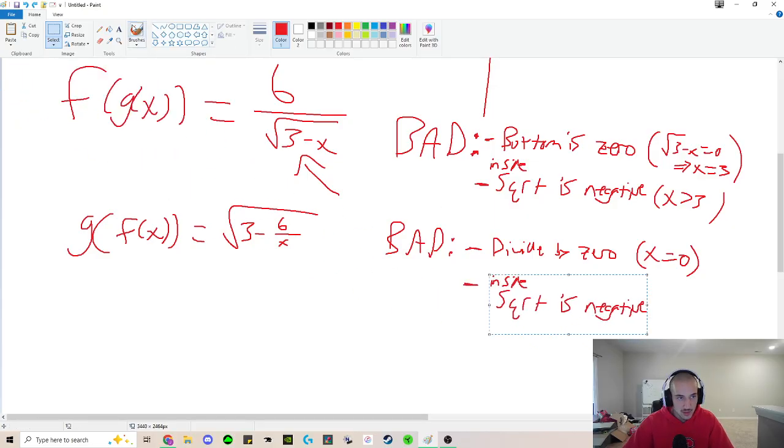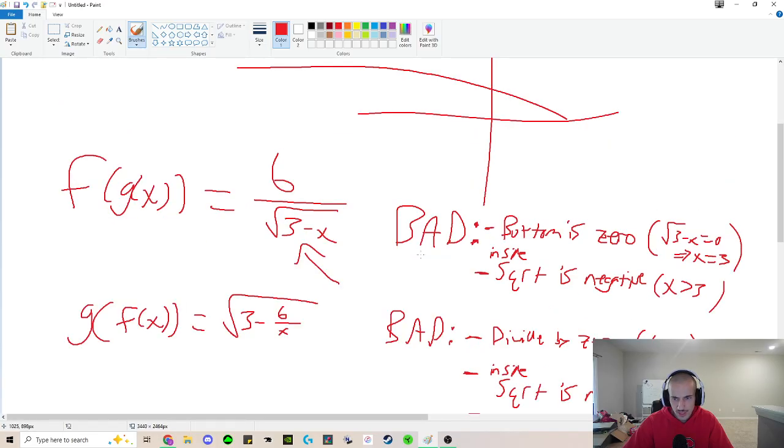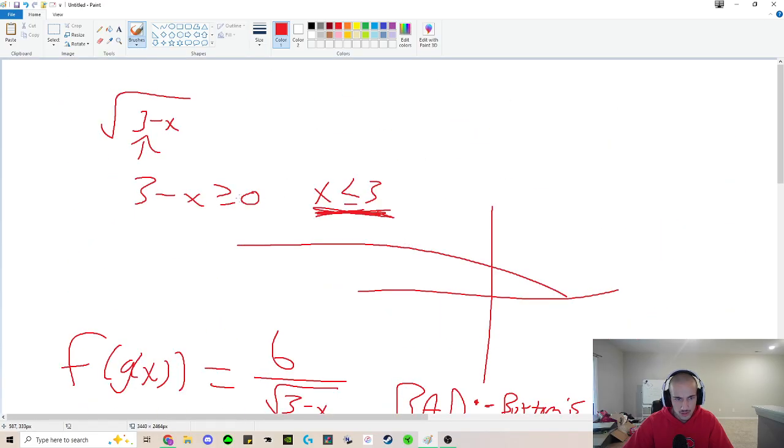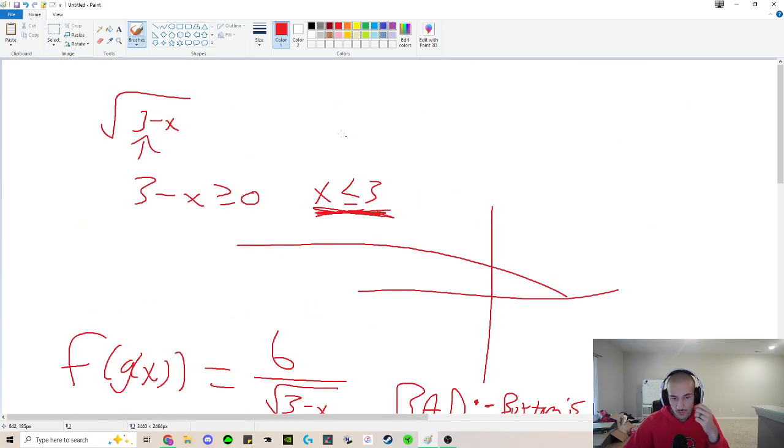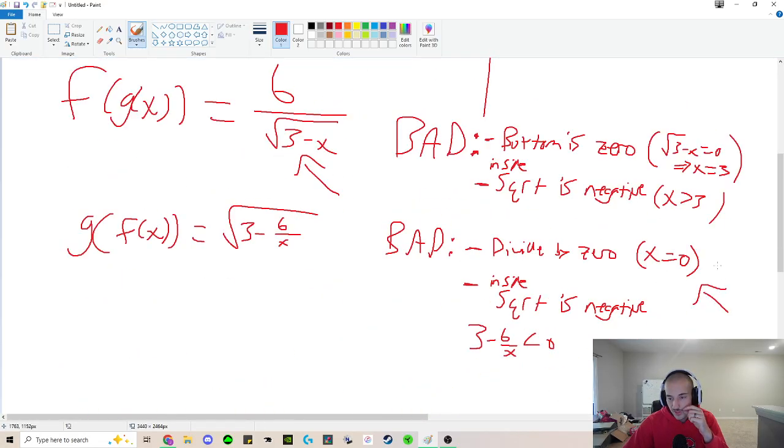That square root is negative. Okay, so when is this guy going to be negative? Well, this means that 3 minus 6 over x is negative, less than 0. Oh, am I tripping? Did I do this wrong? No, okay, this is why I was doing the good points, and here I'm doing the bad points. So I apologize if this is confusing. Just do it whatever way you want.